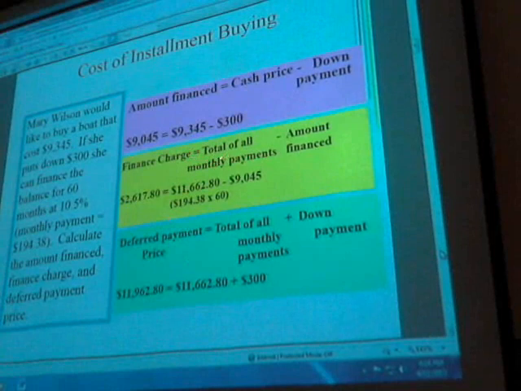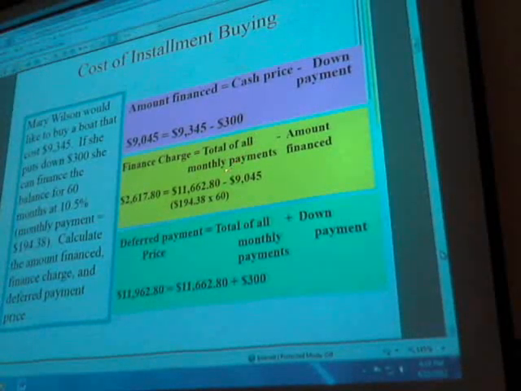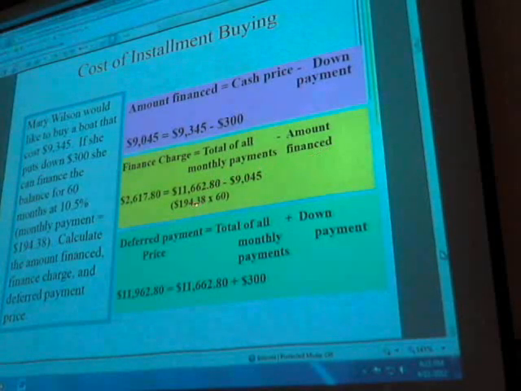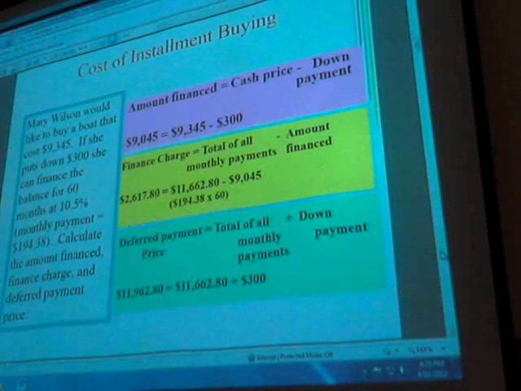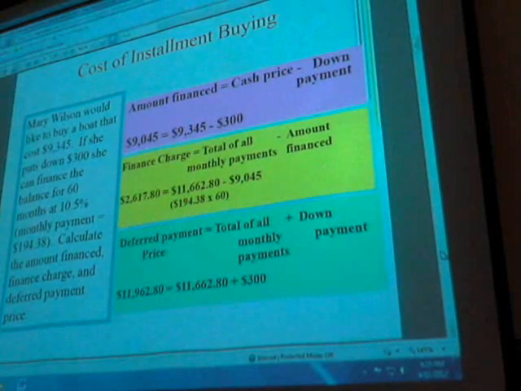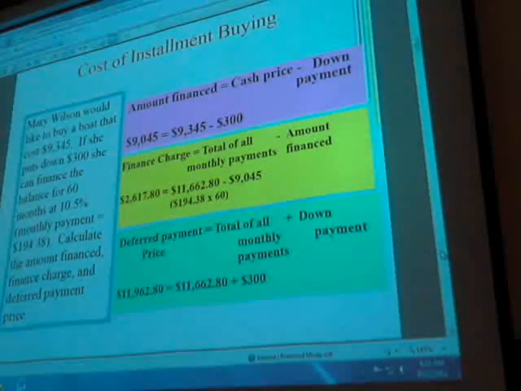The next thing is the finance charge. Now they gave us the monthly payment, didn't they? Finance charge is total of all payments, minus the amount financed, right? So the total of all payments, take a close look. How do we get that? The monthly payment amount times the number of months, or times the number of payments. Make sense so far?